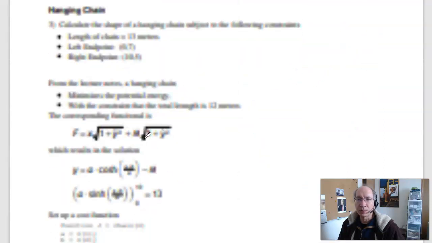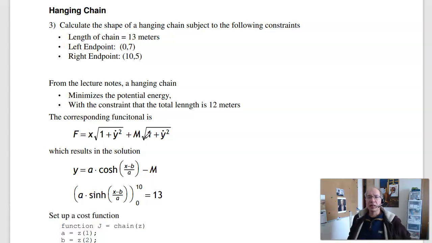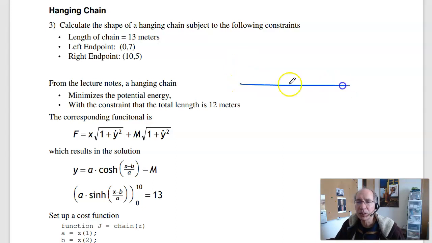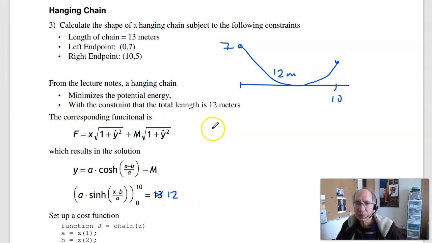Problem 2. Problem 3 is find the shape of a hanging chain. The left end point is 7 meters off the ground. The right end point at 10 meters is 5 meters off the ground. And the length of the chain is 12 meters. It's supposed to be 12. Find the shape of the chain. Oops, it is 13 meters. I did that right.